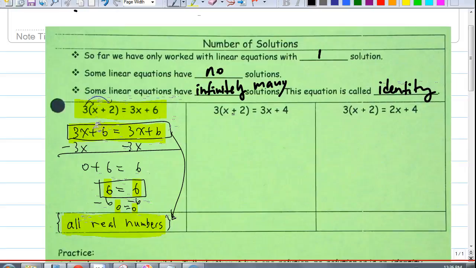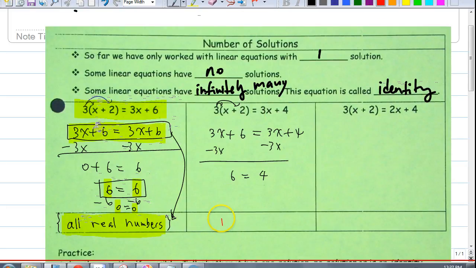You distribute the 3, so you get 3x plus what? Plus 6, because you do 3 times 2. And then you get 3x plus 4 on the other side. And then you can do minus 3x on either side. Good. And then it would be 6 equals 4, which doesn't make sense, so it's no solution. 6 equal to 6? It doesn't equal 4. So it's no solution. You're exactly right.